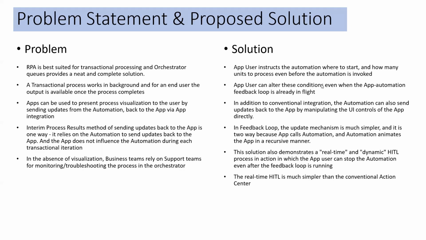But if you want to do it at a simpler scale, I wanted to give users the ability. If you're an app user and you're a business user, you should have some flexibility in managing how the app and the automation interact, right? So for that reason, the first point is where the app user will give instructions to the automation on where to start, and how many items it has to process from the business data.